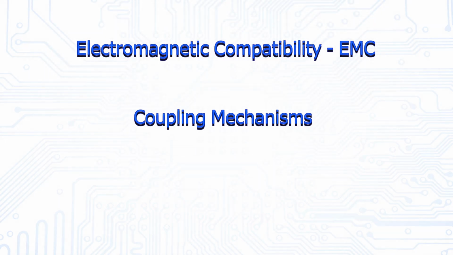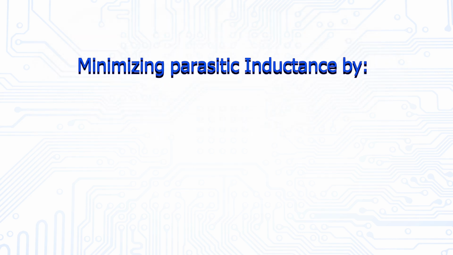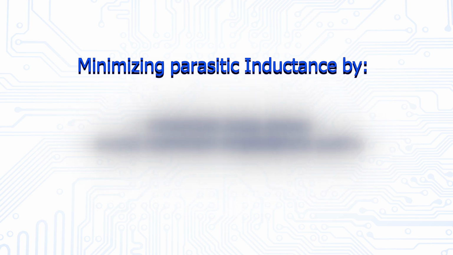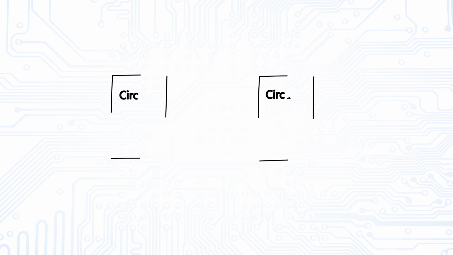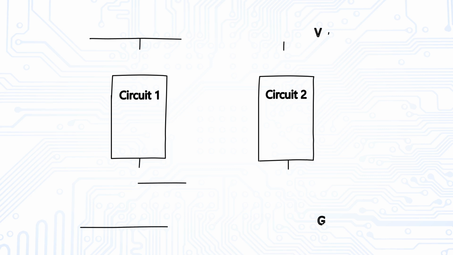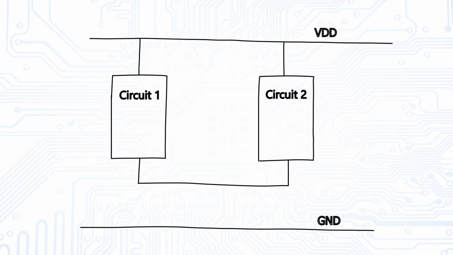Welcome back. In our ongoing exploration of EMC principles, we now turn our attention to minimizing parasitic inductance in PCB design, a crucial step in reducing galvanic coupling effects. To prevent parasitic inductance, we need to avoid big loop areas and common impedance paths as we saw earlier. The two circuits shown emphasize this situation once again, where the common impedance should be avoided when designing the PCB.